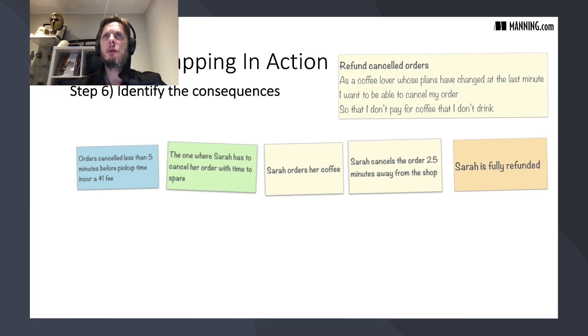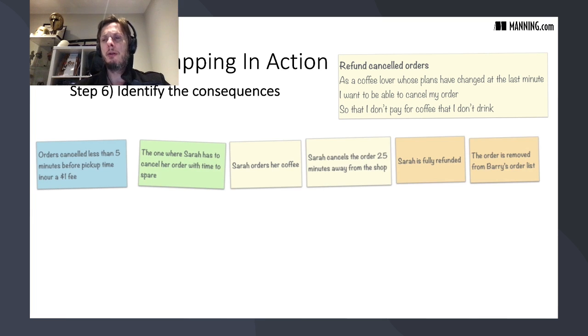Now, one thing that consequences allow us to do is have conversations about whether there are other outcomes that we need to consider. Is Sarah fully refunded? Is that all we need to consider? Well, no. We also need to remove the order from Barry's order list. If we don't do that, it would be a bug. So we need to consider all of the outcomes of a particular scenario. And that's why consequences are really powerful. They really make us think about those different flows and different variations that can happen in a particular scenario.